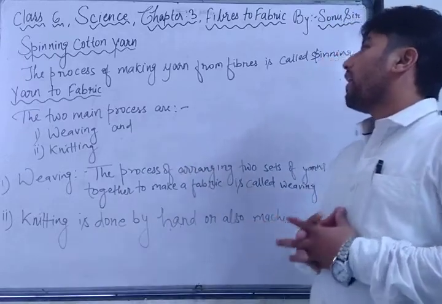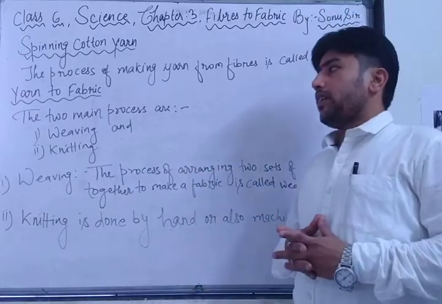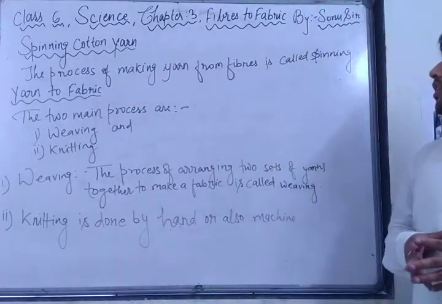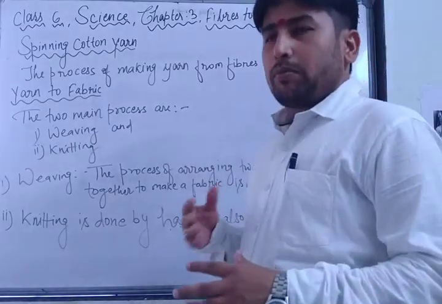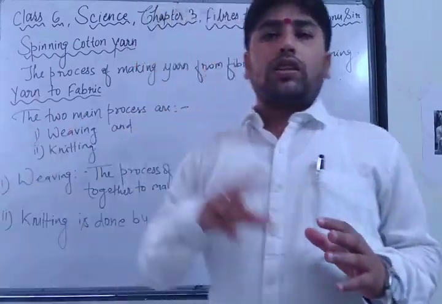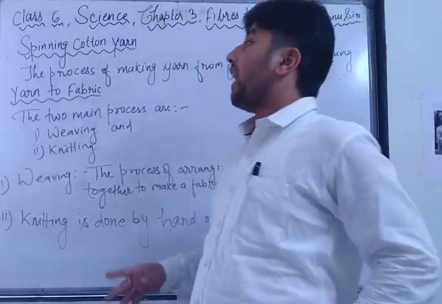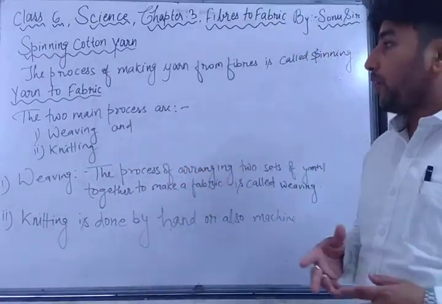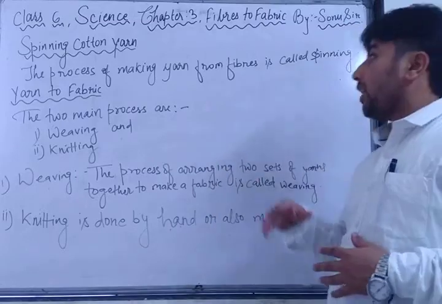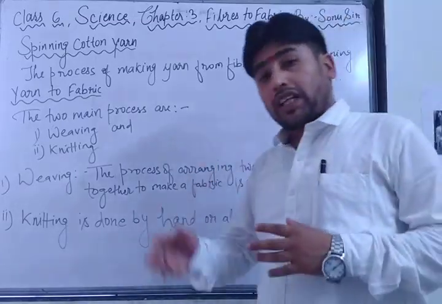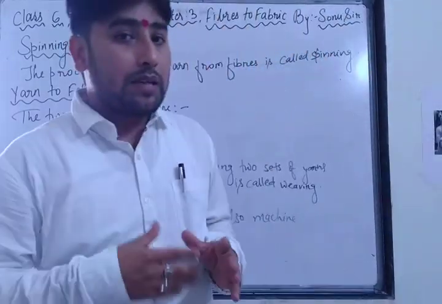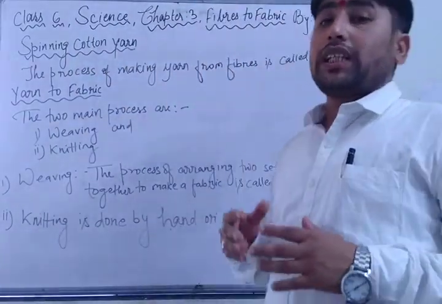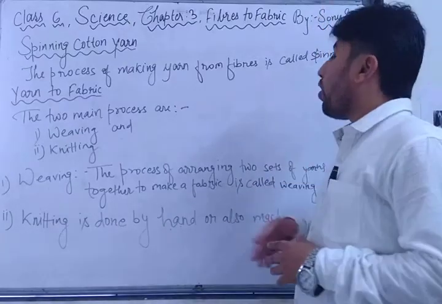The process of making yarn from fibers is called spinning. So remember how the yarn is made from fiber, and how this yarn especially helps to make fabric. What are the fibers? The cotton and jute, these are the fibers. So the process of making yarn from fibers is called spinning.